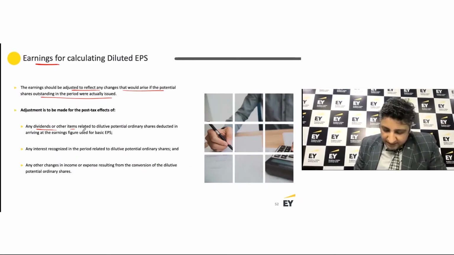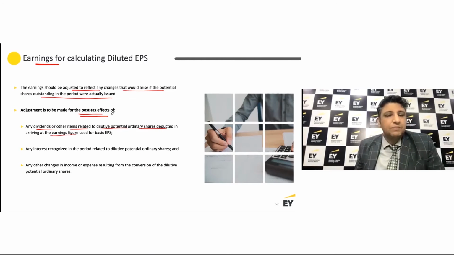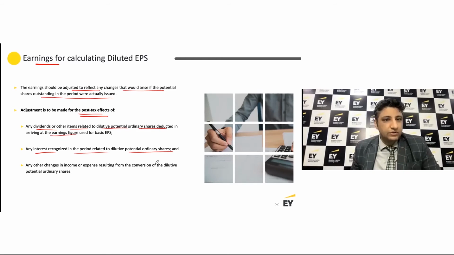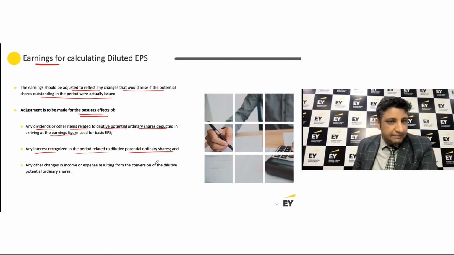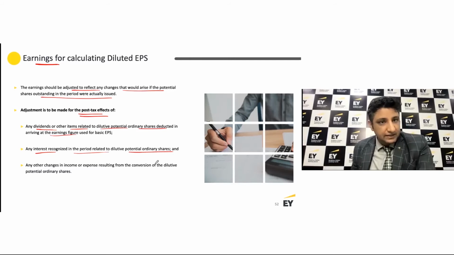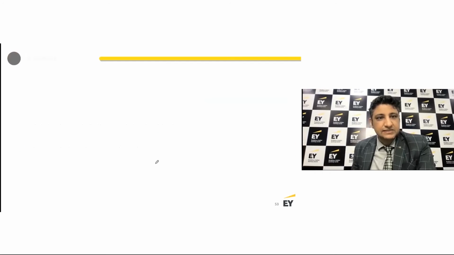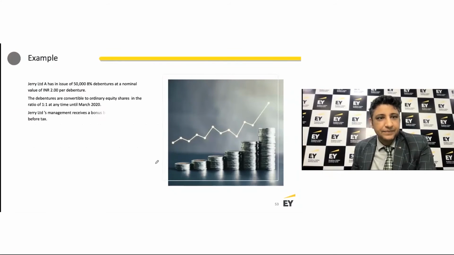So all those aspects are to be made for the net tax or the post-tax impacts, right? Similarly, any interest recognized, etc., have to be also brought into consideration. The example that we did a while ago is a classic scenario where you start looking at understanding the practical implication of measuring the diluted EPS. We still have a few more examples to discuss this aspect in detail. Now here we go.